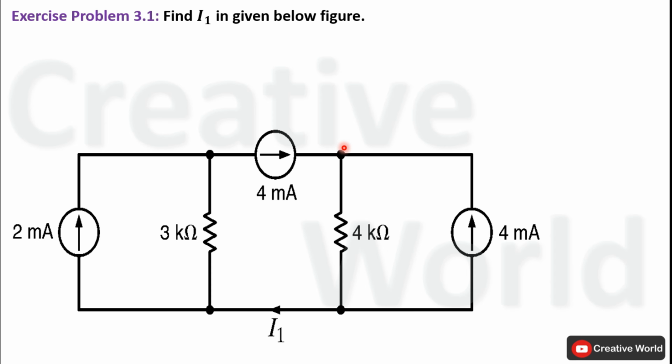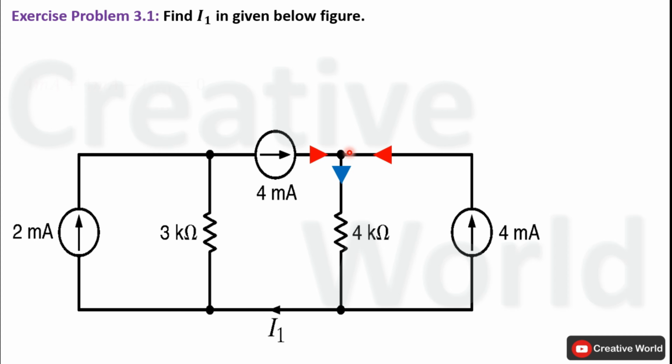Before applying Kirchhoff's current law on this node, we have to assume the direction of current through this branch. This current is entering this node, while this current is also entering this node. So in order to justify Kirchhoff's current law, any one current should leave from this node, and that current will be from this 4 kilo ohm branch. So the current of this branch will be leaving from this node.